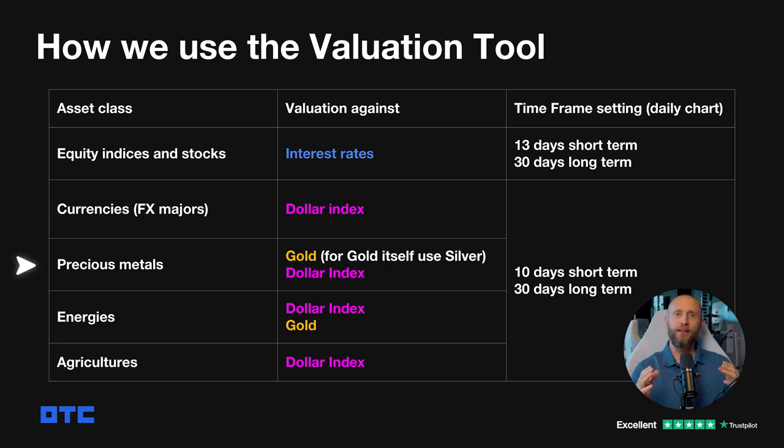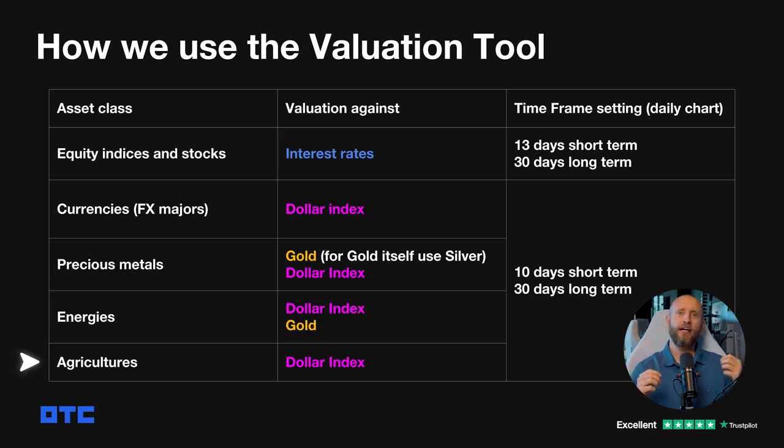For precious metals, use gold and the dollar index as benchmarks, except for gold itself, where silver serves as a substitute. Stick to a 10-day look-back for short-term trends and 30 days for long-term perspective. For energies like crude oil and natural gas, compare them against both gold and the dollar index, maintaining a 10-day look-back for short-term movements and 30 days for longer-term trends.